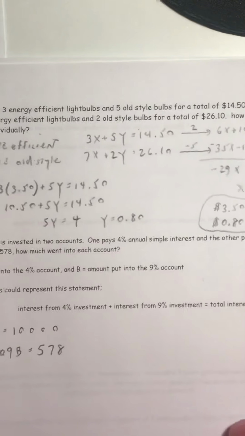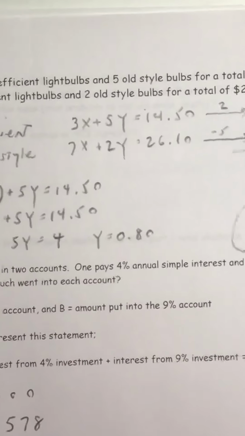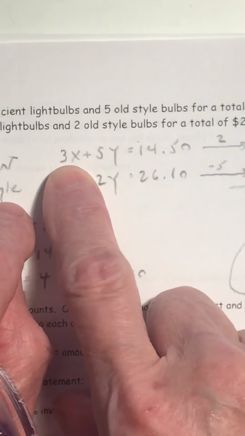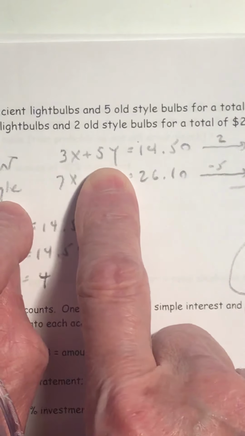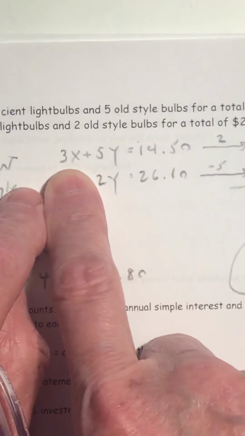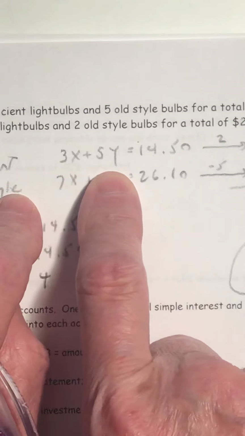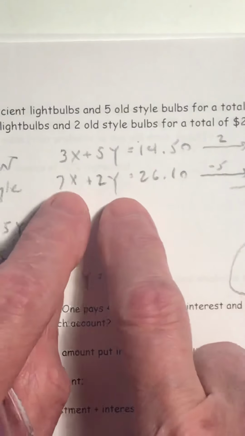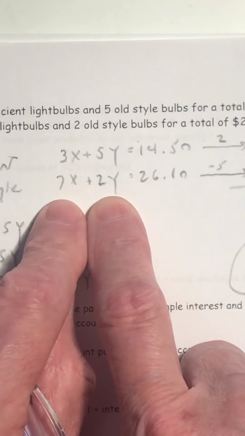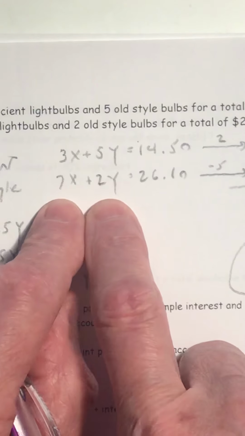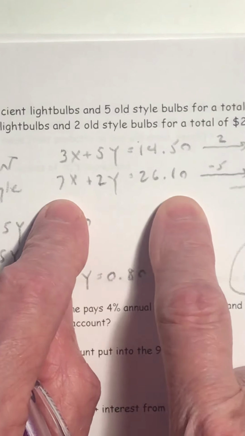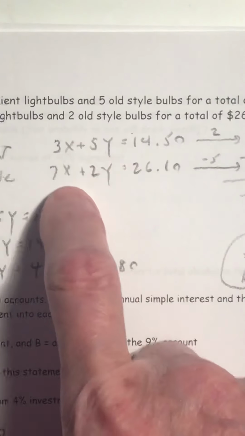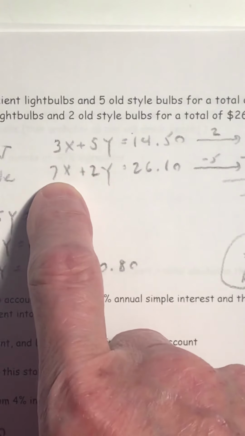Here's the important part. Here's the equation, or equations. Here's Ethel's trip. She bought 3 energy efficient and 5 old style, and 3 of them at X dollars a piece and 5 of the other at Y dollars a piece. Came out to $14.50. And here's Lester's shopping trip. 7 of the energy efficient, 2 of the old style. He paid $26.10.